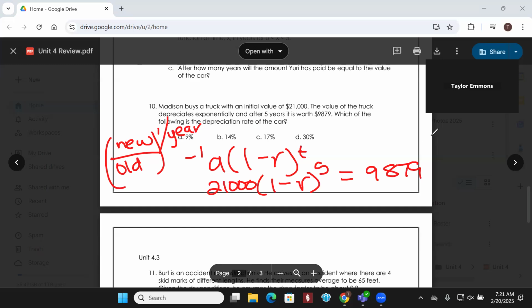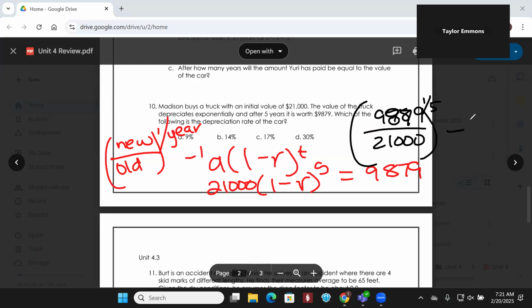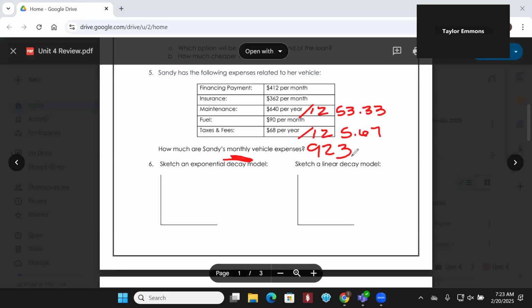So what that looks like is 9,879 divided by 21,000. We're going to raise it to the 1/5 power and then subtract 1. And when you plug that into your calculator, you're going to get 14. So pay attention to monthly or yearly expenses.